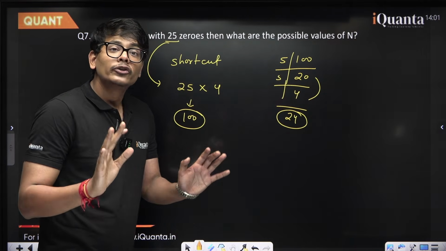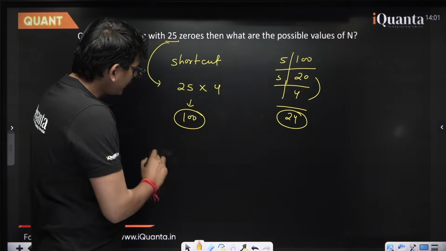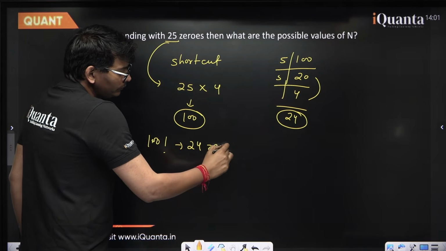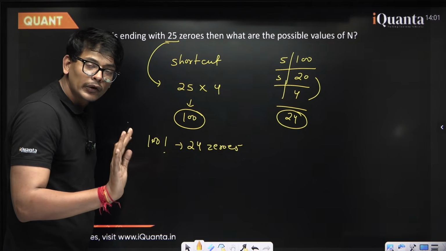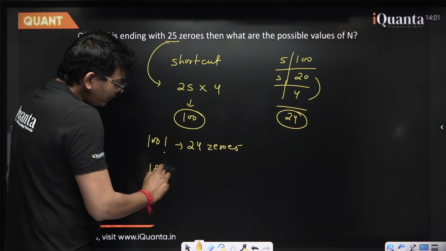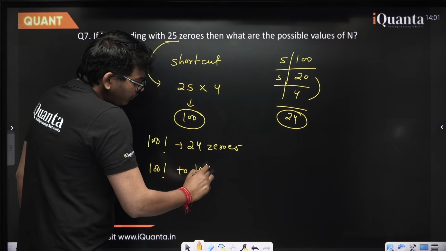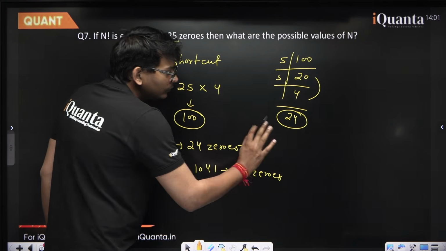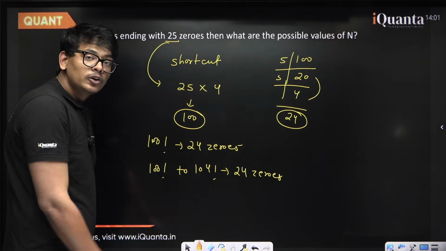How much am I getting? 24. So 100 factorial has 24 zeros. That means 100 factorial till 104 factorial will have 24 zeros. Clear? But the question setter is looking for 25 zeros.